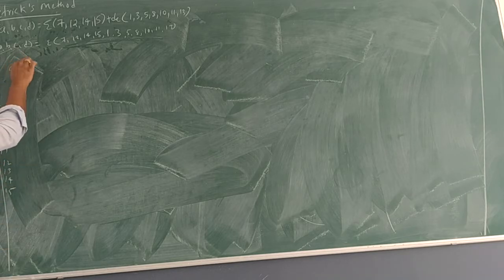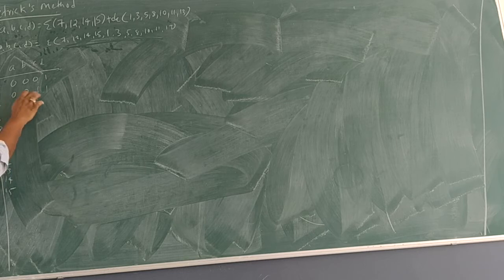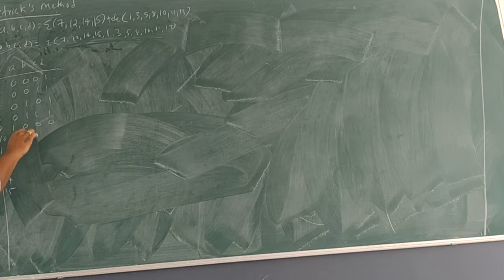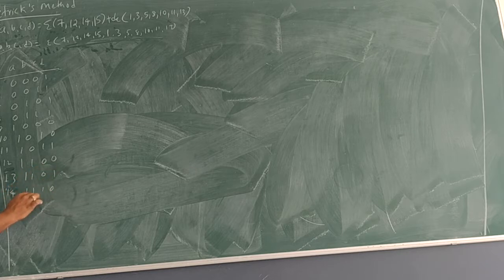Write the magnitudes A, B, C, D as it is. So how to represent 1? 0001. 3 is represented as 0011. 5 means 0101. 7 means 0111. 8 means 1000, 10 means 1010, 11 means 1011, 12 means 1100, 13 means 1101, 14 means 1110, 15 means all are ones.